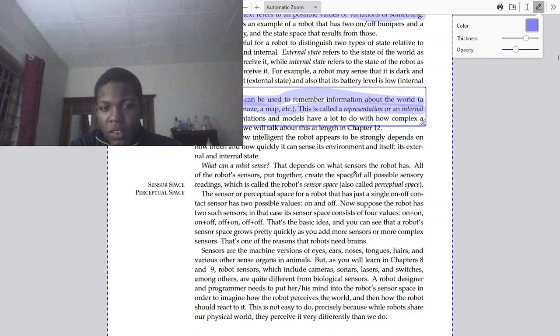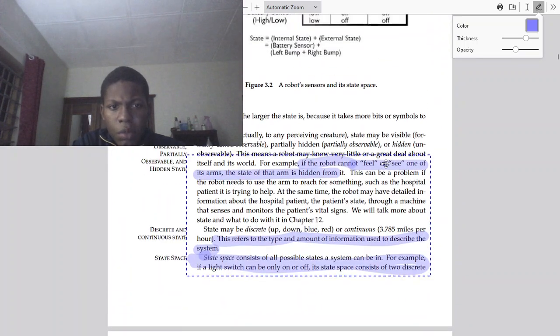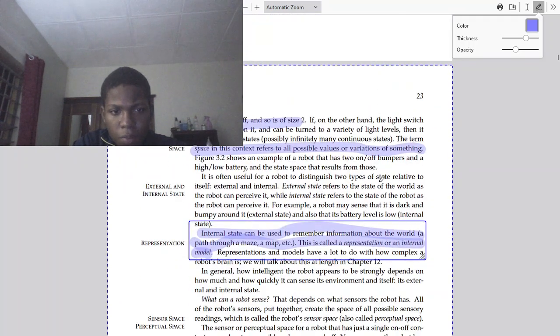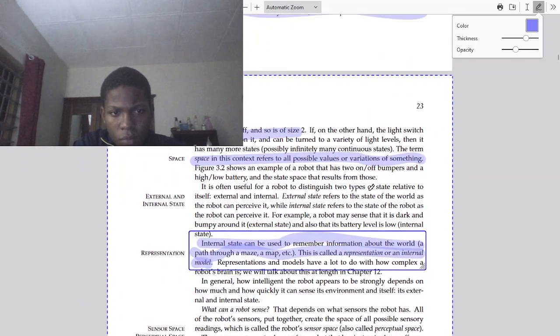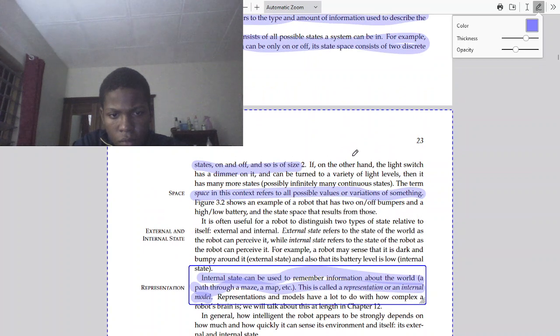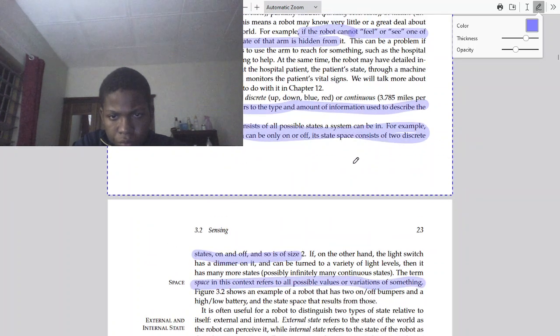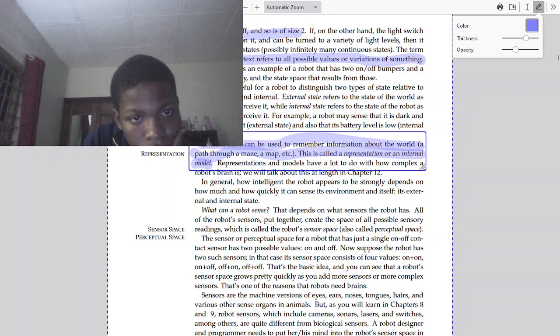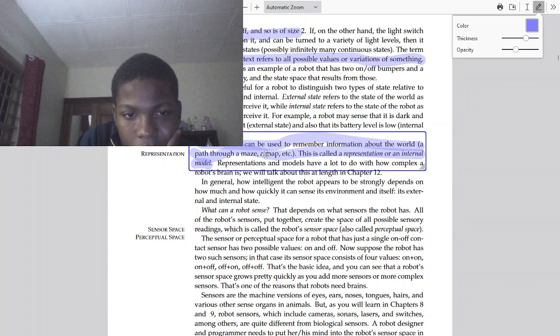So what can a robot sense? Wait, let me go back up. What is this? State. It's like state space. Oh yeah, that's it. Oh, I get that. It's useful for a robot to distinguish two types of state. I'm done here.